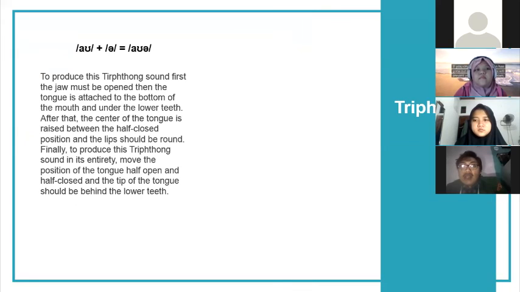And the last one is O combined with A. You can say it. To produce this triphthong sound, first the jaw must be open, then the tongue is attached to the bottom of the mouth and under the lower teeth. After that, the center of the tongue is raised between the half closed position and the lips should be round. Finally, to produce this triphthong sound in its entirety, move the tongue to the half open and half closed position, and the tip of the tongue should be behind the lower teeth.